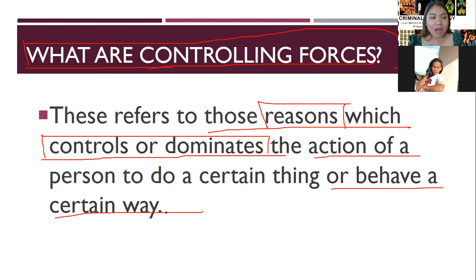Because it is believed, okay? And of course, there are our mothers, okay? They know what is or what are best for us. Okay? So with that example, we can cite that our mother, what she says, are all controlling forces. And who is being controlled?